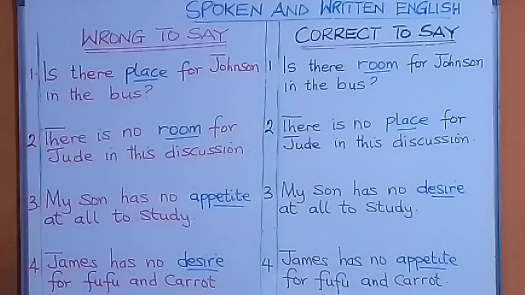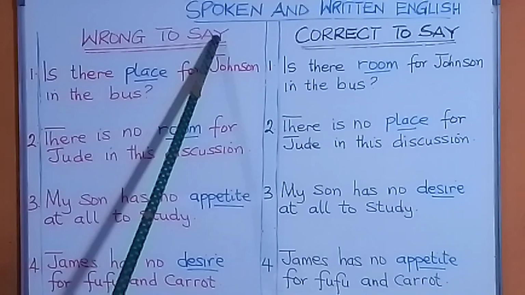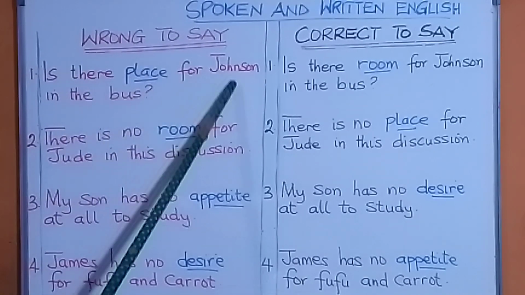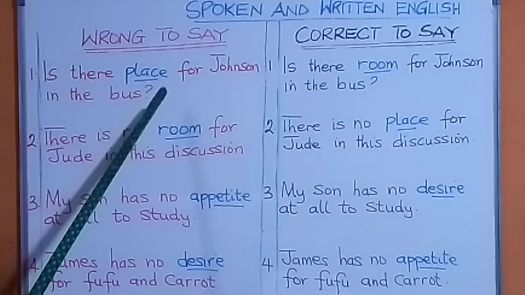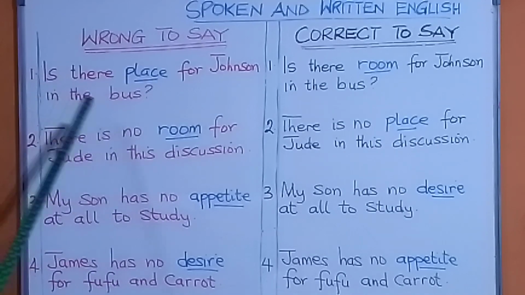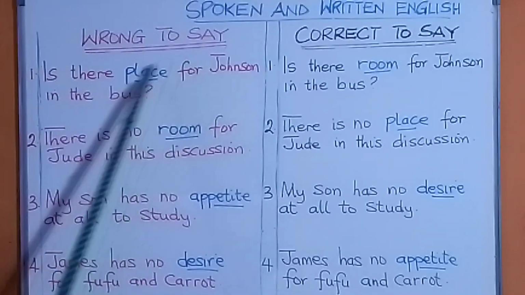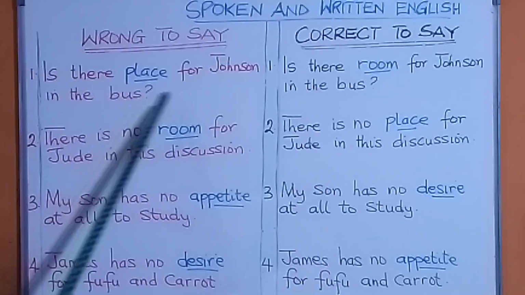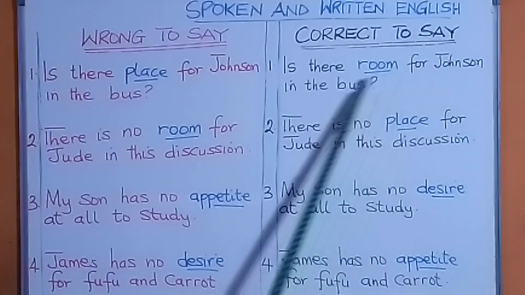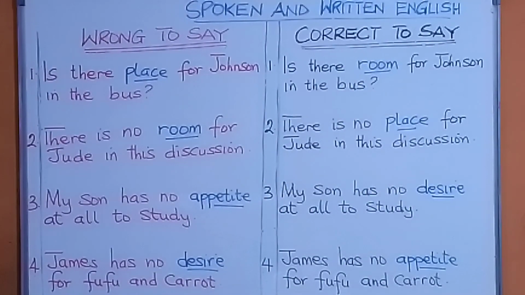Now, because of that, I say it is wrong to say, is there place for Johnson in the box? Remember we say, don't use place in the sense of room. Room, we use that to mean unoccupied space. So it is wrong to say, is there place for Johnson in the box? No, say, is there room for Johnson in the box? Is there room for me in that car? Is there room for me in that vehicle? Is there room for me in that bus? That is unoccupied space.